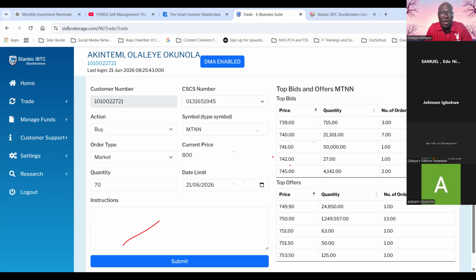Yes, I have a question, please. How is the process to move? If I want to move my stock from Bamboo to Stanbic IBTC, what's the process?